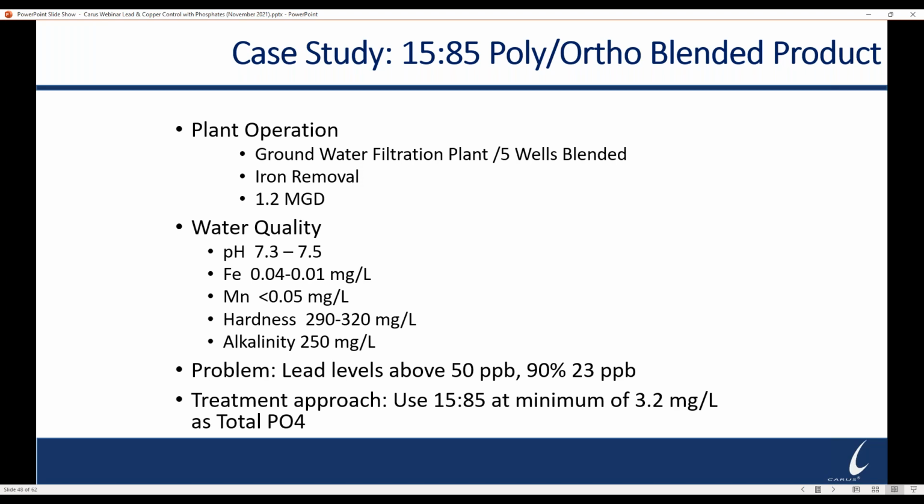They were experiencing lead levels above 50 parts per billion at some sample sites in the community, and their 90th percentile for lead was at 23 parts per billion, so above the action level of 15 parts per billion. So their treatment approach was they were going to use a 15 poly / 85 ortho product. They wanted some sequestering for the high hardness, but they wanted a high level of orthophosphate in the system to get those lead levels down. So they targeted a total dosage of 3.2 as total.